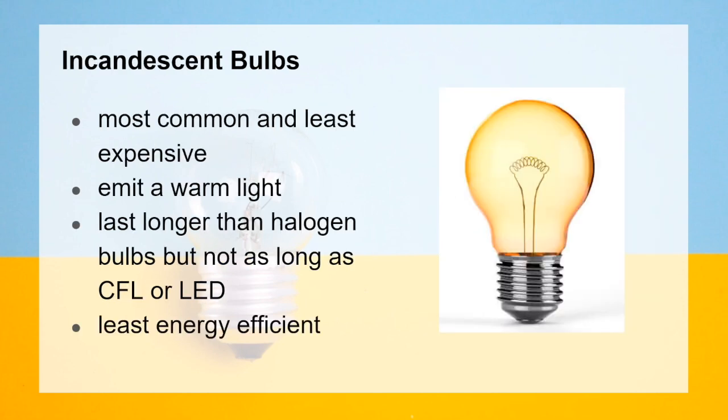Incandescent bulbs are the most common and least expensive bulbs among all. They emit a warm light and are the least energy efficient. This means that they consume more electrical energy to give out a certain brightness of light. They last longer than halogen bulbs, but not as long as CFL or LED.